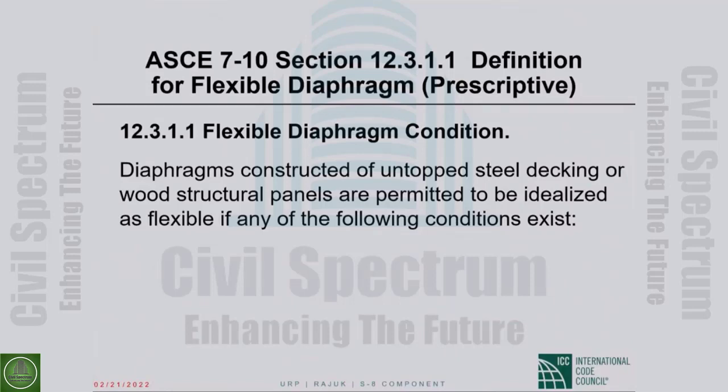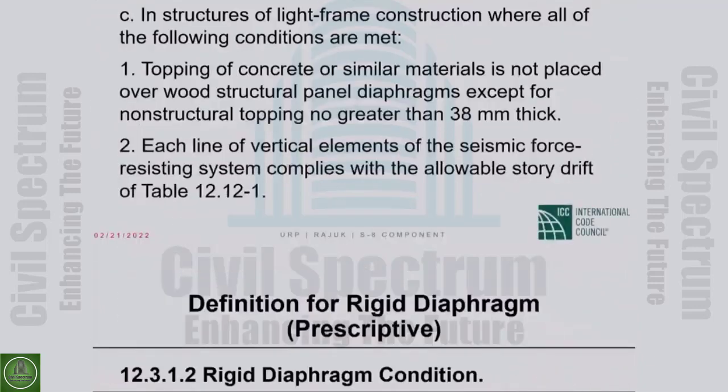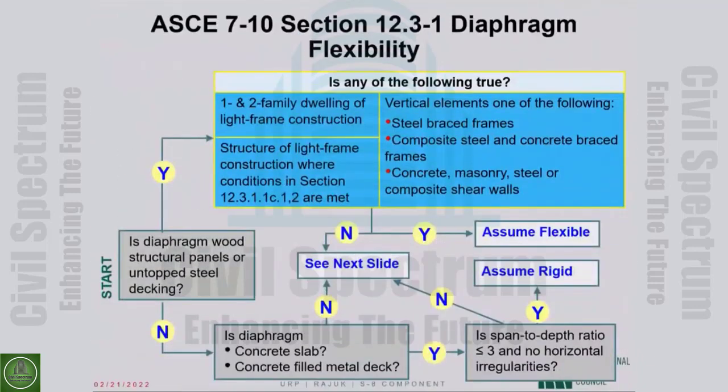Okay, so the answer is diaphragms constructed of untopped steel decking or wood structural panels, if... let me go to a picture and then maybe I'll come back to the text, maybe I won't. Okay, but this summarizes the whole provisions of ASCE 7 when it comes to rigid versus flexible diaphragms. Okay, this picture is not in ASCE 7. We put this together to explain the ASCE 7 provisions.